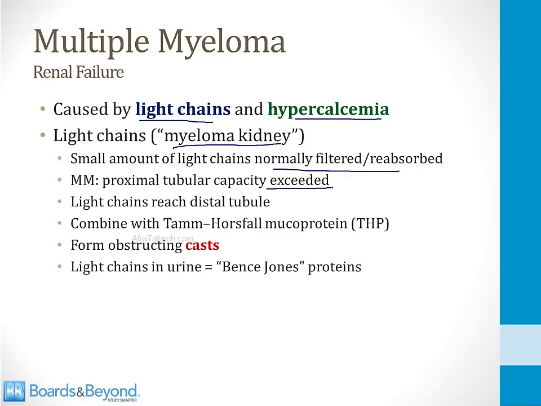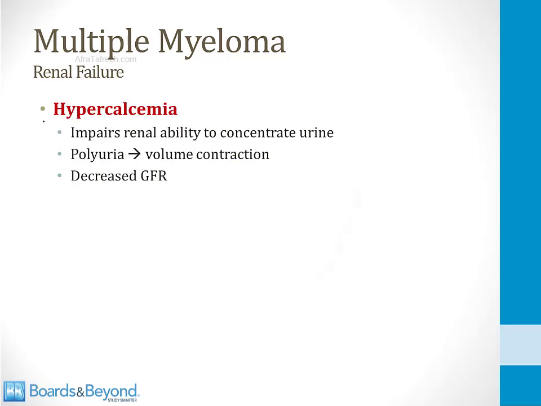In the setting of multiple myeloma, however, if excess light chains are produced, the proximal tubular capacity can be exceeded. This means that light chains will reach the distal parts of the nephron like the distal tubule. There they can find a substance called Tamm-Horsfall mucoprotein, or THP. This combines with the light chains and forms obstructing casts, which obstruct urine flow through the nephron, and that leads to renal failure. In addition, this will lead to the presence of light chains which can be detected in the urine, and when light chains are found in the urine, they're called Bence-Jones proteins.